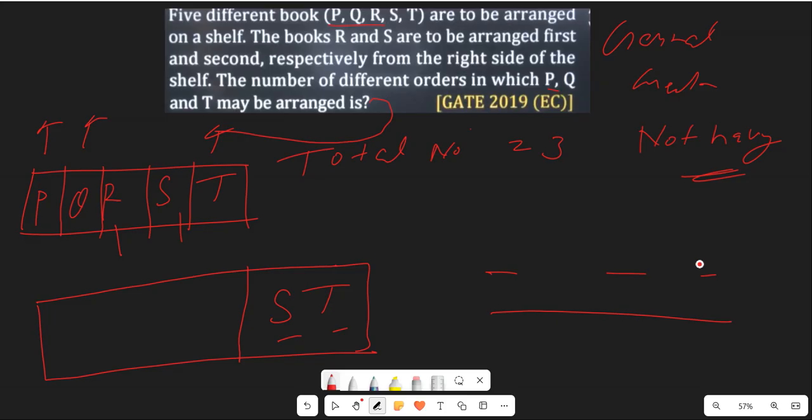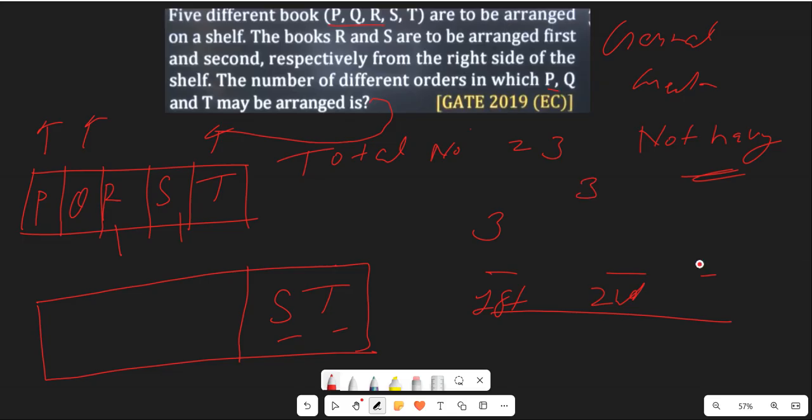In the first position, 3 books can be arranged. For the next position, the second position, we arrange the remaining books. How many orders can be arranged in the second position?